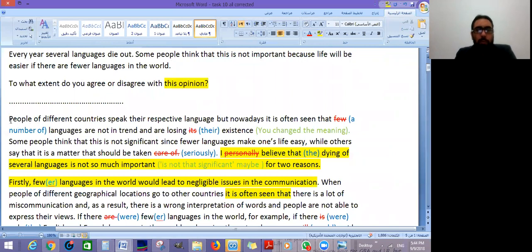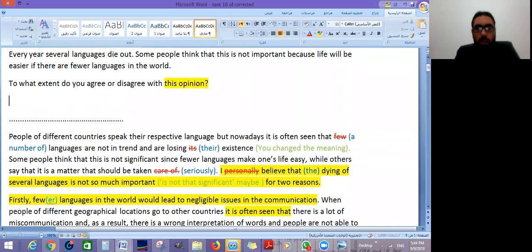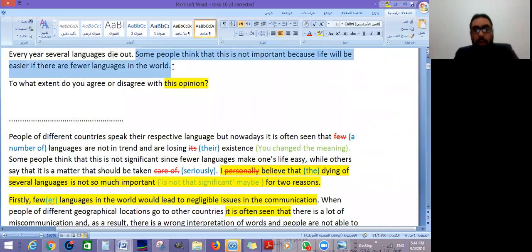Just before I go to the rephrase, we're going to take a look at what we could do with this question. So here we have, to what extent do you agree or disagree? What positions could we take? We could totally agree with this opinion, and say, yeah, we think that it's not important, and life will be easier if there were fewer languages in the world. Or we could totally disagree and say, no, it is important because of, and we state the reasons why we totally disagree with this.